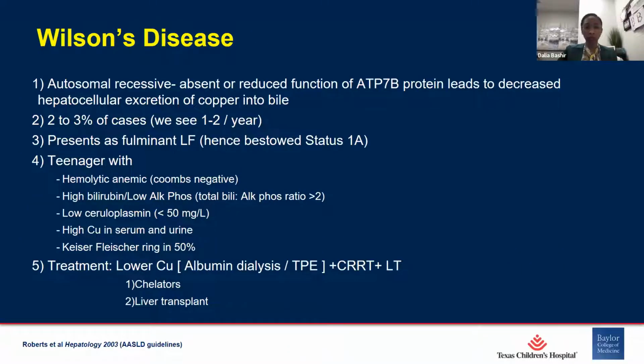Wilson's disease is another one that we see about 1 to 2 cases per year, and it's an autosomal recessive condition characterized by absent or reduced function of ATP protein, and that leads to decreased hepatocellular excretion of copper into the bile. And these patients present in fulminant liver failure, and high suspicion should be given when a teenager presents with anemia and elevated bilirubin and evidence of liver failure. And you'll find that they have low ceruloplasmin in the serum and high copper in serum and urine. Usually treatment can be extracorporeal support, chelators, and then eventually liver transplantation.